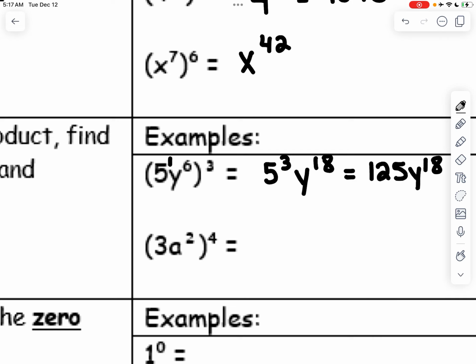So it's really just the numerical values. If they're being raised to a power, you would calculate them. You typically wouldn't leave it as 5 to the third.